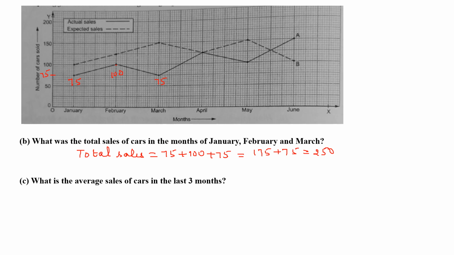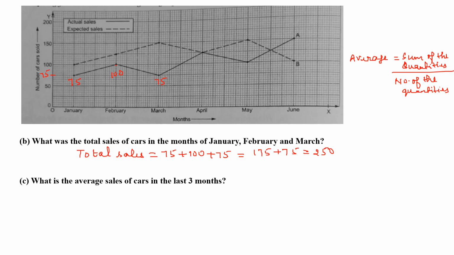Now next is, what is the average sale of car in the last 3 months? First of all, try to recall how to find the average. Average formula is sum of the quantities divided by number of quantities. Sum of the quantities divided by number of the quantities. So you should remember these formulas always. You can't say it is out of portion. You have already studied this in grade 5.